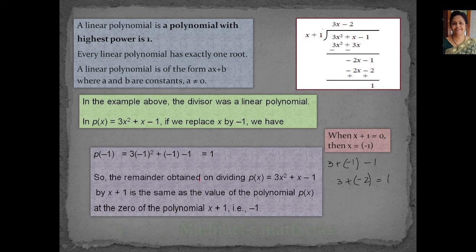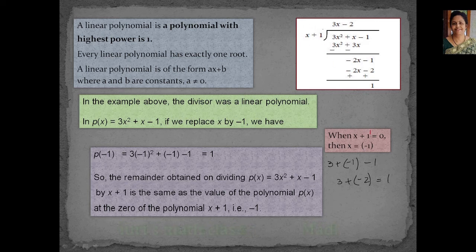So the remainder obtained on dividing p(x) equal to 3x squared plus x minus 1 by x plus 1 is the same as the value of the polynomial p(x) at the zero of the polynomial x plus 1, that is negative 1. So that means here the remainder is the same as p(negative 1). So what is negative 1? The zero of x plus 1.